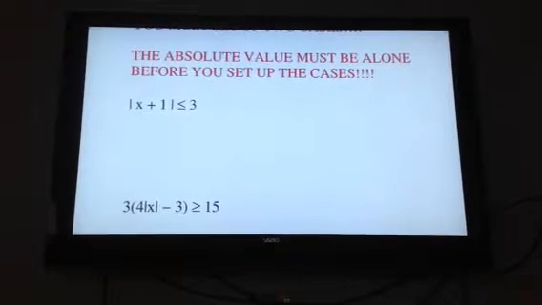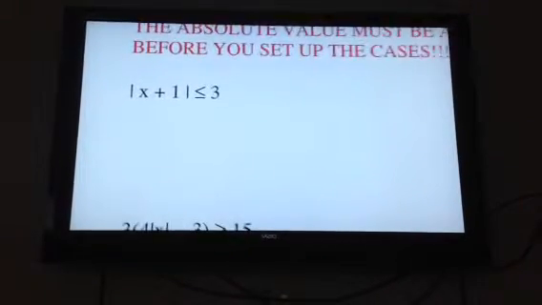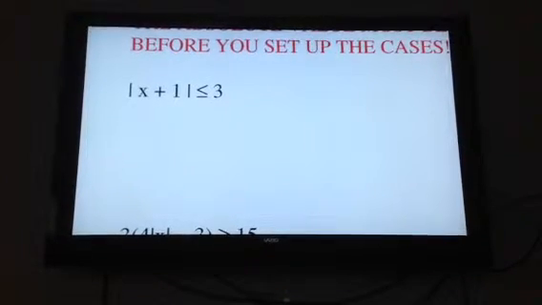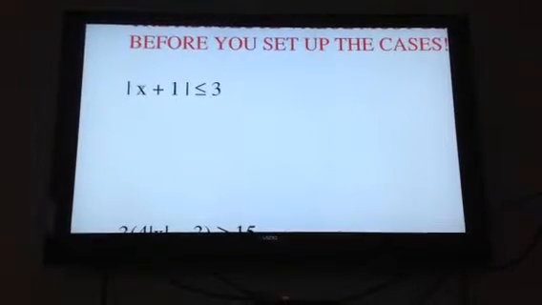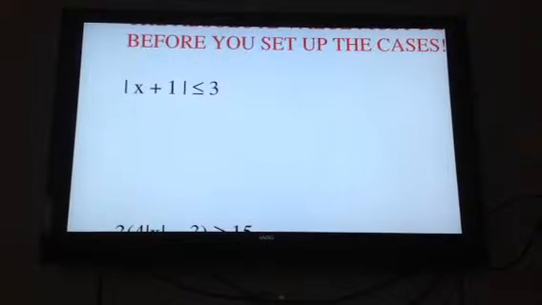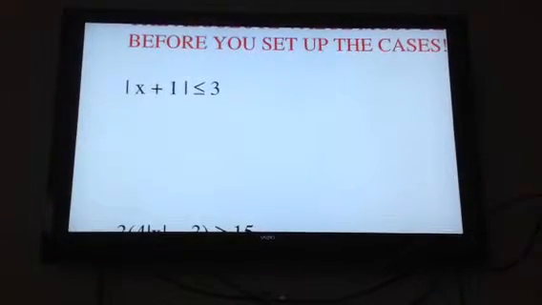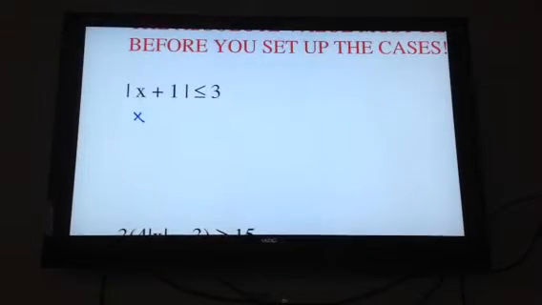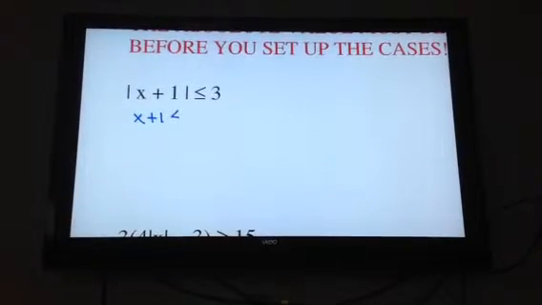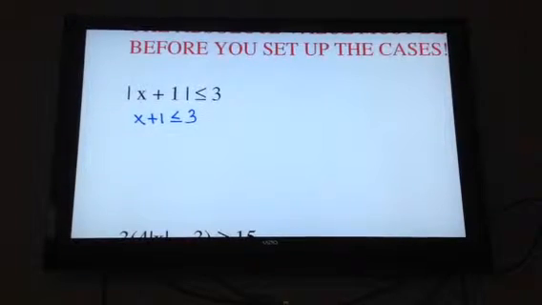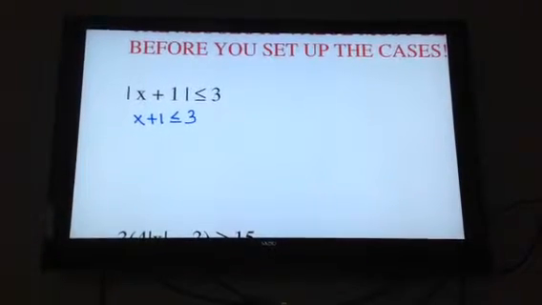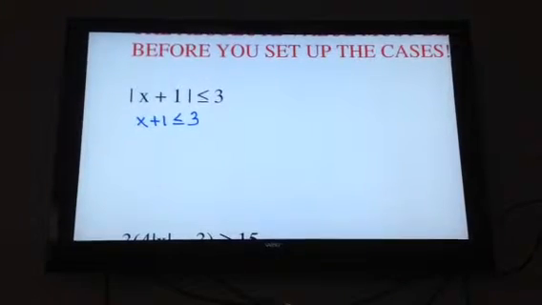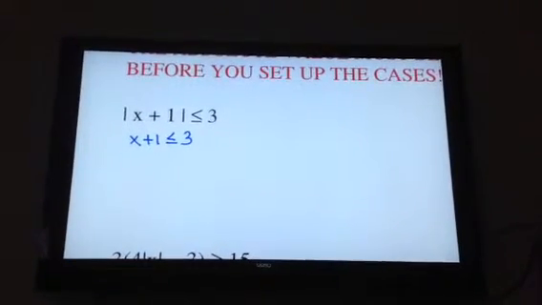Number 1. Start off simpler. Absolute value of x plus 1 is less than or equal to 3. So the absolute value is set up already. It's by itself. We're ready to go. We're going to set up our two cases. Case 1 looks exactly like what you have there. Just drop the absolute value bars. Then you decide, is this and or? It's a less than symbol, so this is an and.